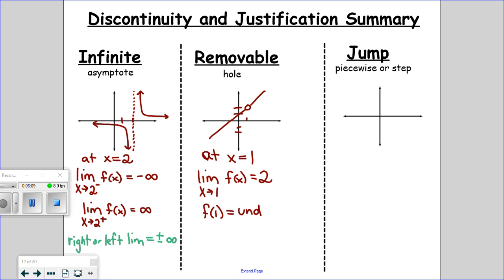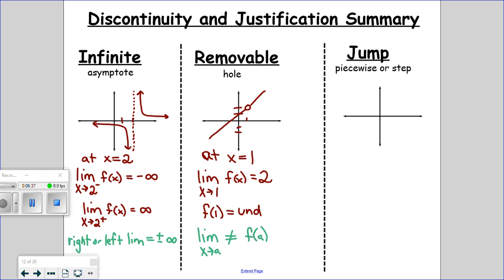Either of those are fine because still my function value does not match my limit. The limit exists, the function value does not match it. And so that's exactly what you need to show as your justification: that the limit does not equal the function value, as x approaches our number and the function at that number. Limit exists, doesn't equal the function value.